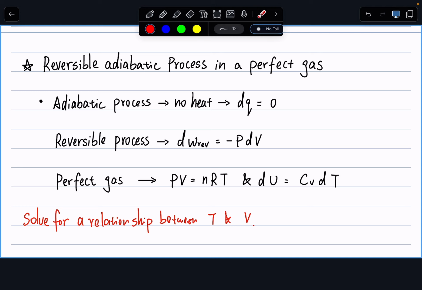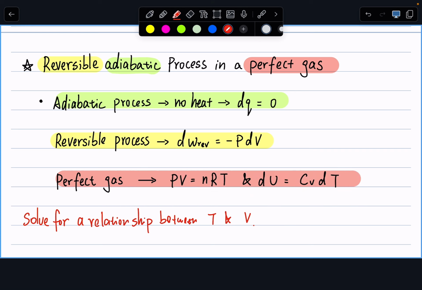All right. And in here, when reading the problem, when you see reversible, what we have is write down dW reversible equals negative PdV. Secondly, adiabatic, you write down dQ equals 0. And perfect gas or ideal gas, we write out PV equals nRT, U as a function of T, H as a function of T, CV and CP are constant.